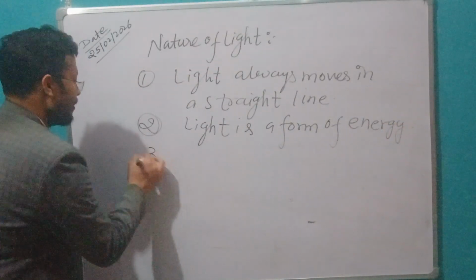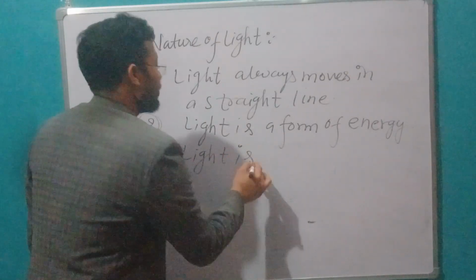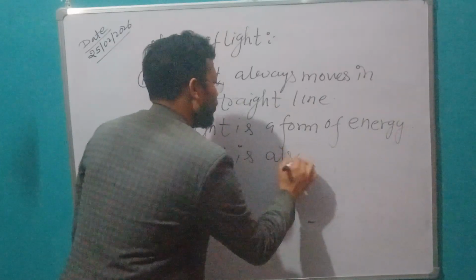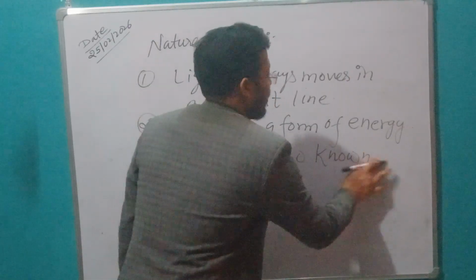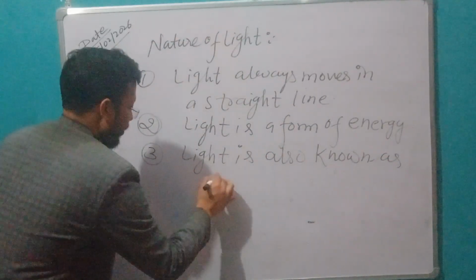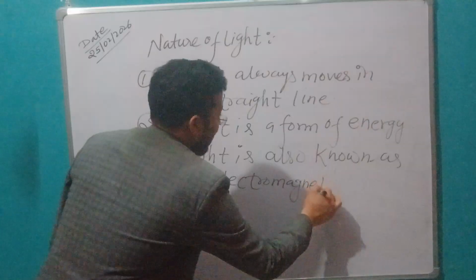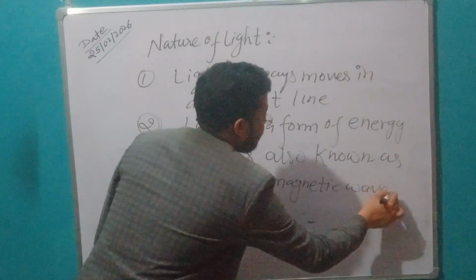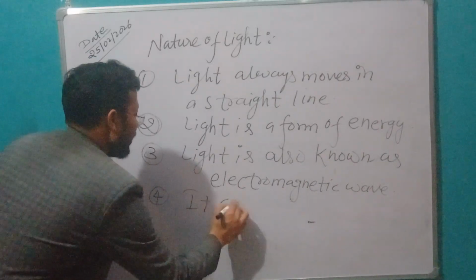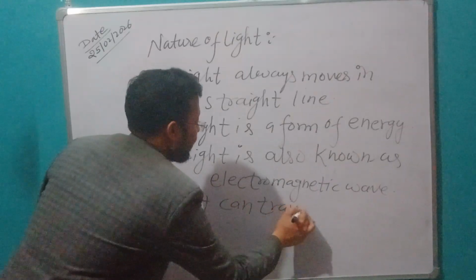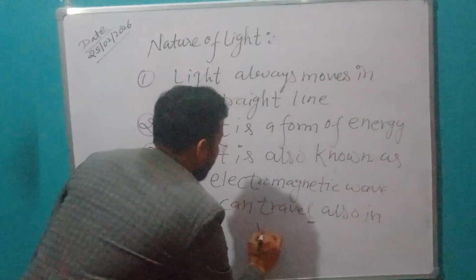The third thing is that light is also known as an electromagnetic wave. It can also travel in a vacuum.